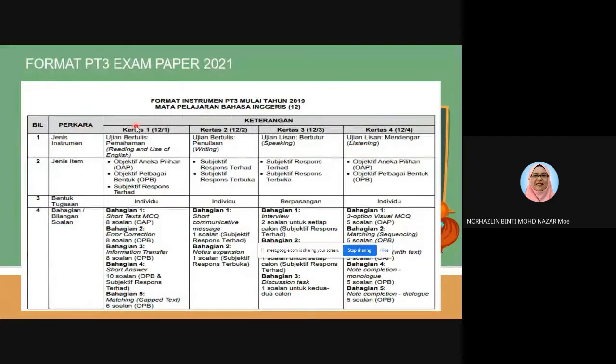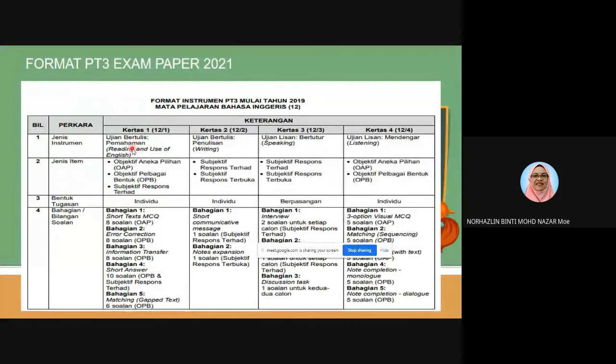So now look at the format of PT3. Ini format lah. Let us revise back. Cikgu akan revise back. I cannot repeat my lesson, but you can check my recording of Google Meet on the SMK-SBS YouTube channel. Sebab cikgu dah set until 9.45 nanti the second group will be joining me. So format instrument PT3 mulai tahun 2019, so far kementerian tak tukar lagi. So Kertas 1, your code is 12/1, which is your Paper 1.